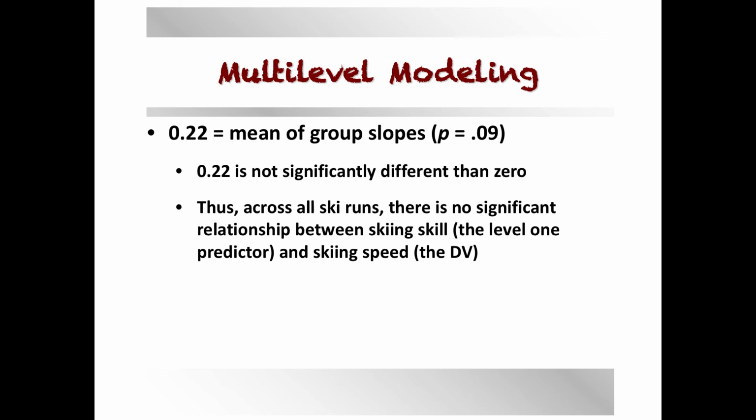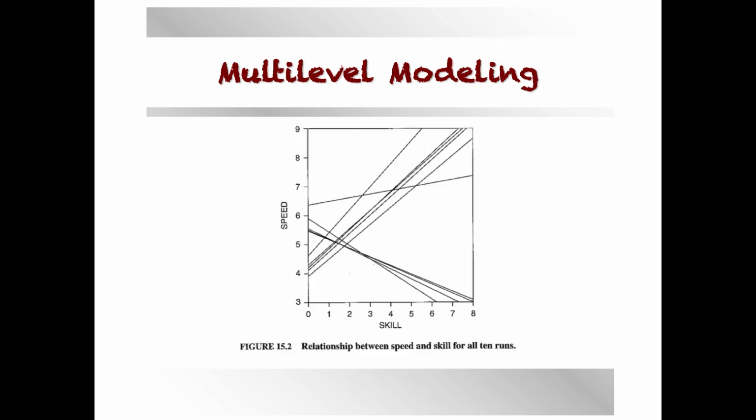So let's talk about this. This one you'll get from SPSS as well. 0.22 is not significantly different than 0, and thus across all ski runs there's no significant relationship between skiing skill and skiing speed. So what this is saying is, well, if we go back to all these ski runs here, if we were to collapse them all together into one regression equation, that regression equation slope would not be significantly different than 0. So if we're looking at all of these together and we're not accounting for ski run, we're not going to get any significant relationship.